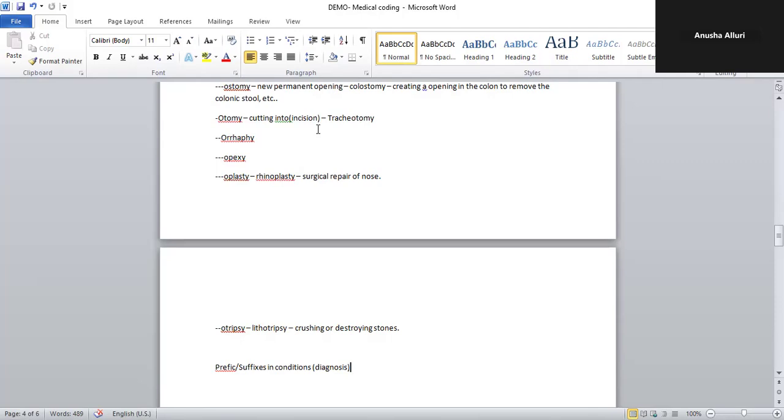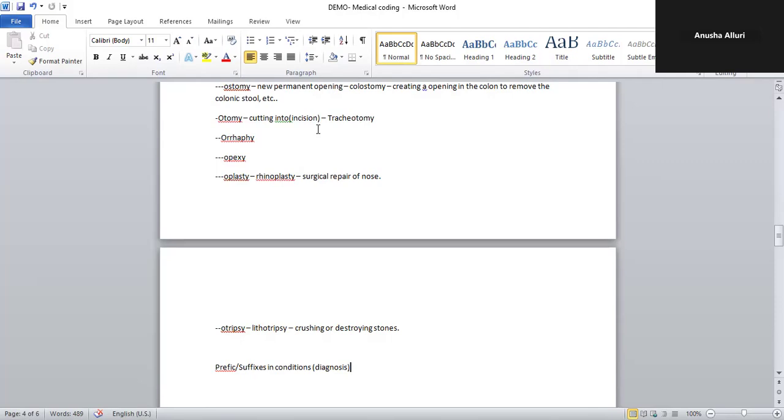Superior means above. Inferior means below. Lateral means side, away from the midline. Distal means farthest from the center. Proximal means nearest to the center. Medial means middle. Supine means face up or palm up. Prone means face down or palm down. Sagittal, transverse, and coronal are very important.